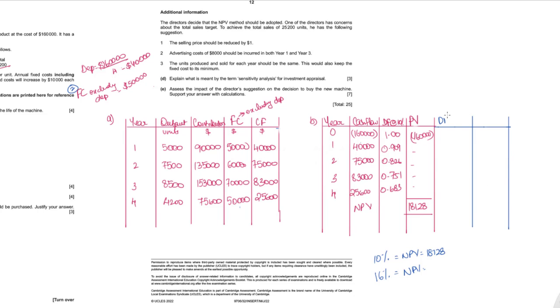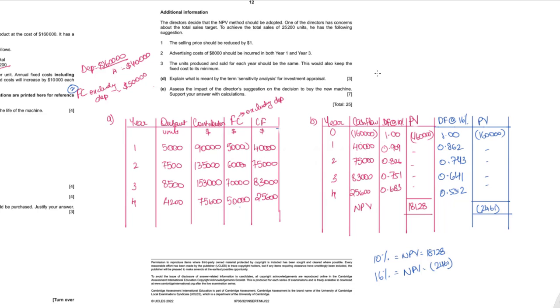So discounting factor at 16% and present value. Again 1.00. Discounting factor 16% is given 0.862, 0.743, 0.641, 0.552, and then you will multiply the same way for each of these, and then at the end get the total NPV, which works out to negative 2,461. So for the 16% discounting factor, we have a negative NPV of 2,461.